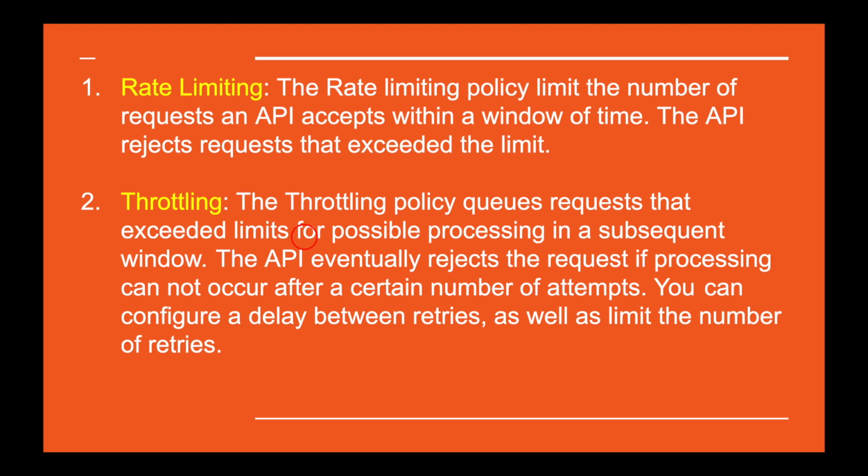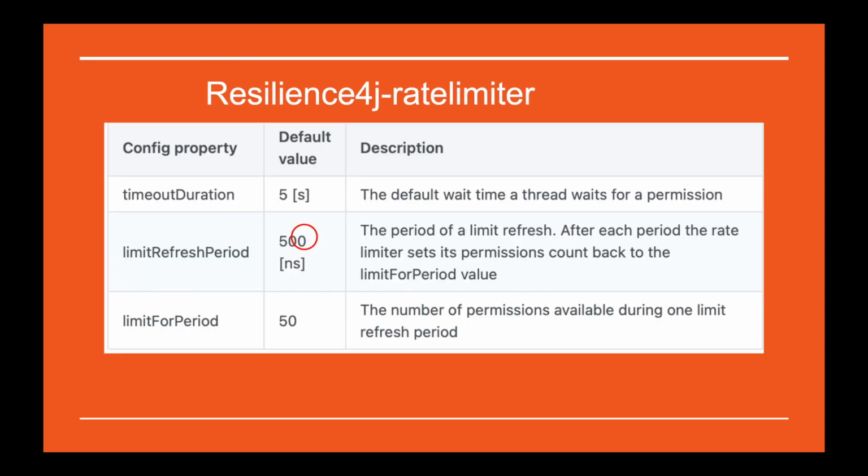If you are integrating Spring Boot with the Resilience4j rate limiter, we have to configure these properties in our application.yaml file. Basically, we have to define the limit for period, and the default value is 50 here. So basically 50 requests will reach our services within 500 nanoseconds. If you want to customize, you can customize here.